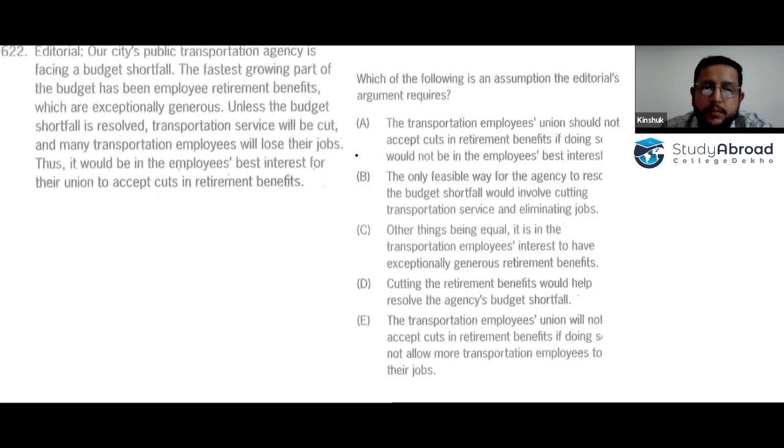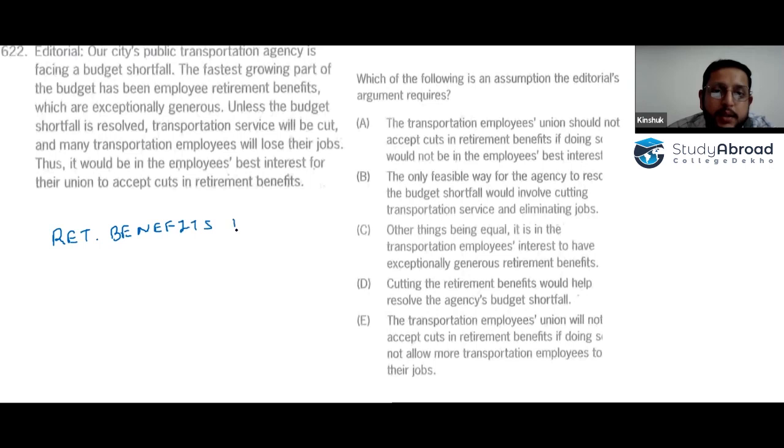All right. I hope that you had paused the video and you have made a choice for your final answer. Let us discuss now. So basically, again, as I told you, there's going to be some kind of conclusion here. So here, when we read the argument, it says, our city's public transportation agency is facing a budget shortfall. The fastest growing part of the budget has been employee retirement benefits. So right, what are they telling us? That retirement benefits have been growing a lot. So they are on the rise, right? That is what we know.